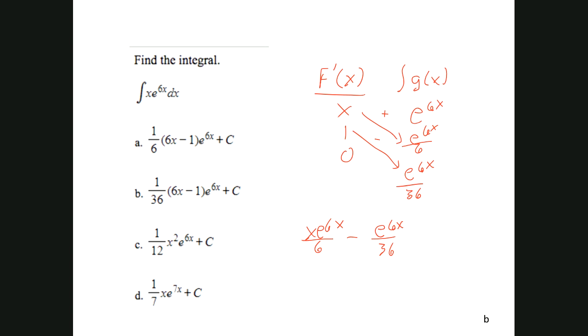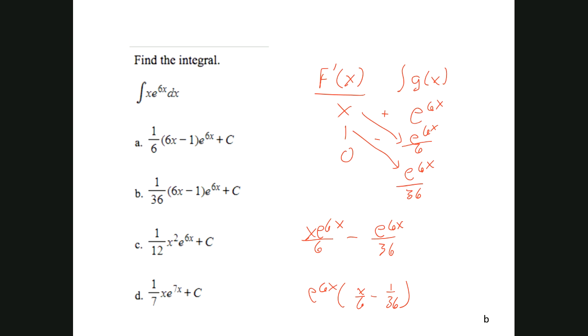Yeah, it looks like they simplified down. All right, no biggie. So that means I'm going to have to simplify. I'm just looking over here to see how they simplified down. Looks like they pulled an e to the 6x out. So I'm going to pull an e to the 6x out. And that would leave me with x over 6 minus 1 over 36, isn't it? And then what did they do here? It looks like they might have pulled the 1 over 36 out.